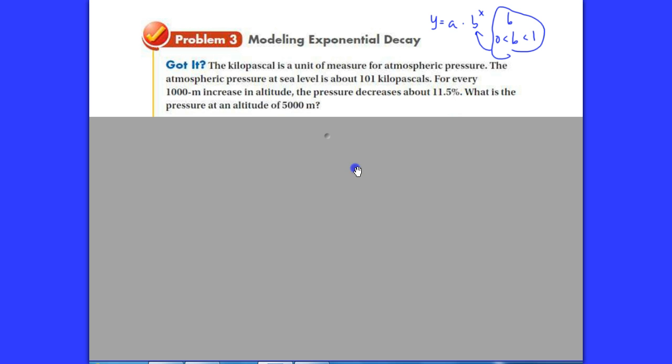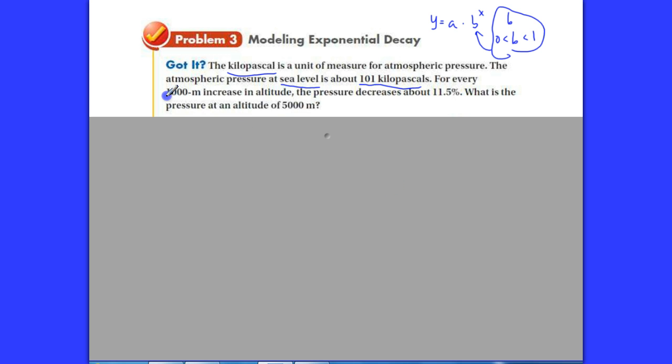Atmospheric pressure is a great example of this happening in the world around us. This is kind of interesting. The kilopascal is a unit of measure for atmospheric pressure. The atmospheric pressure at sea level, okay, so that's about where we live, give or take a few thousand feet probably, depending on how close you are to the mountains. But at sea level, it's about 101 kilopascals. Okay, so that's sea level.